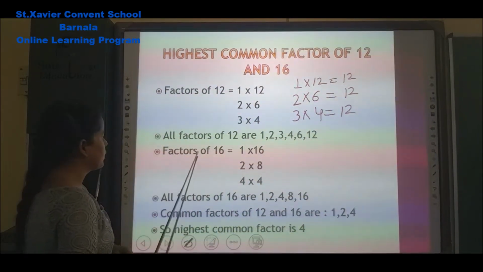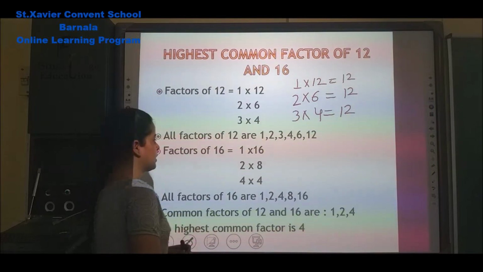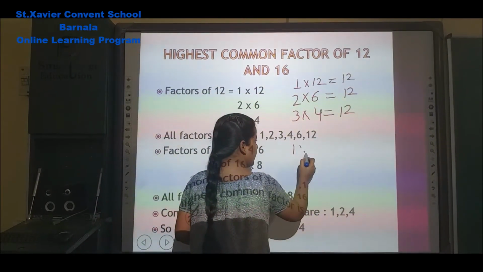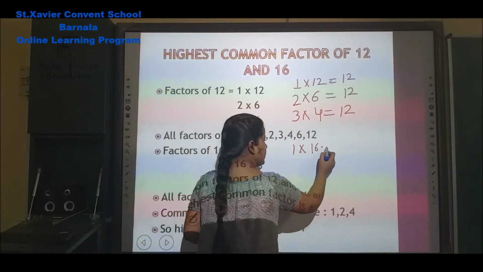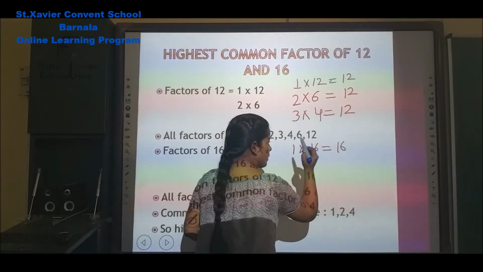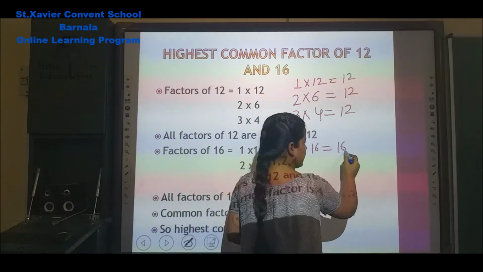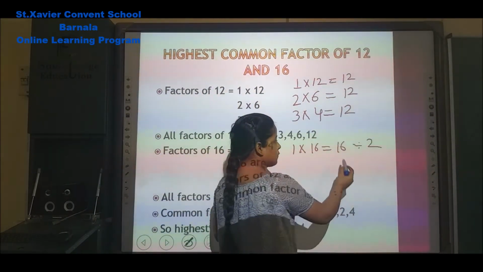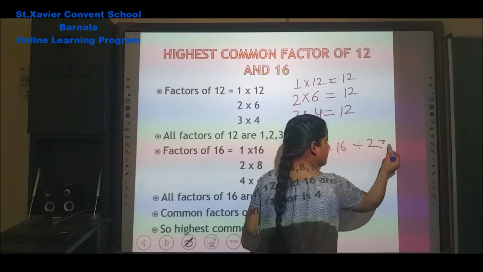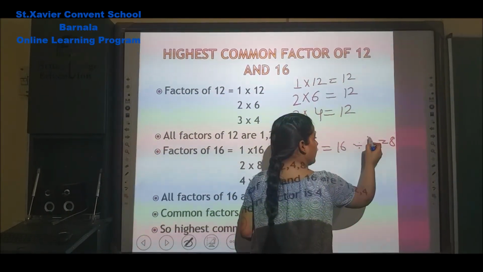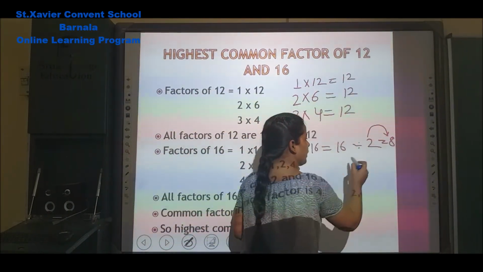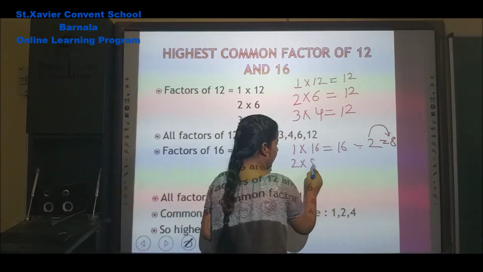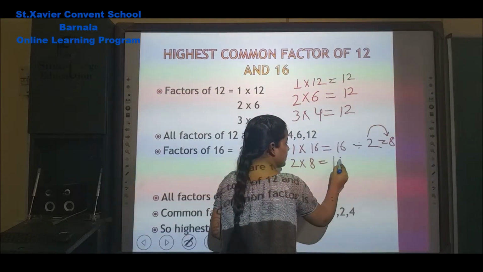Next, we find the factors of 16. First we divide 16 by 1. So 1 multiplied by 16 is equal to 16. Next, we try to divide 16 by 2. After dividing 16 by 2, we get 8. So multiplying 2 and 8, we get the result 16. 2 multiplied by 8 is equal to 16.